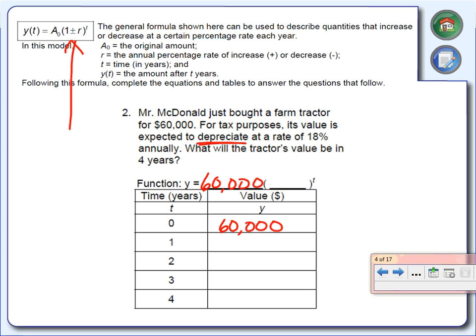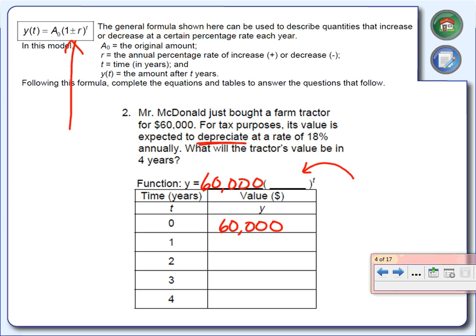Now they tell us it depreciates at a rate of 18% annually. All right. These y values, if it's depreciating, are these y values going to be getting smaller, or are they going to be getting bigger? Smaller. So if they're going to be getting smaller, that tells us what about this number over here? What kind of number are we looking for?